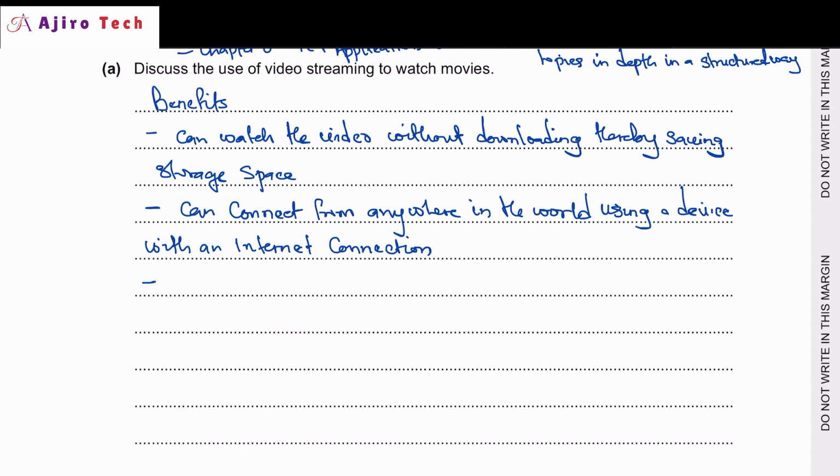Can we say that with video streaming, we have more videos available than physical discs? There are so many videos on the internet. So more videos are available than physical discs.